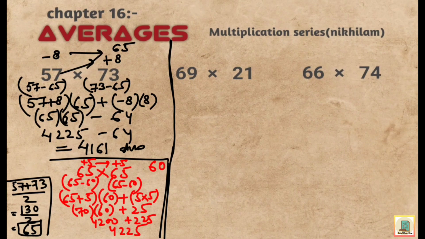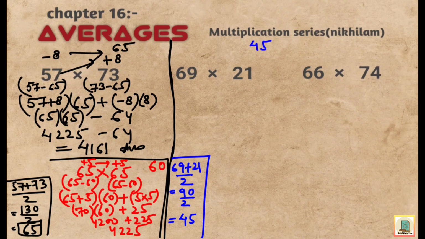So now let's come on to the next question, which is 69 multiplied by 21. The first thing that we'll do is find out the average. So 69 plus 21 divided by 2. 69 plus 21 gives you 90, and divided by 2 gives you 45. So the average is 45. Now this average we'll consider as the base.